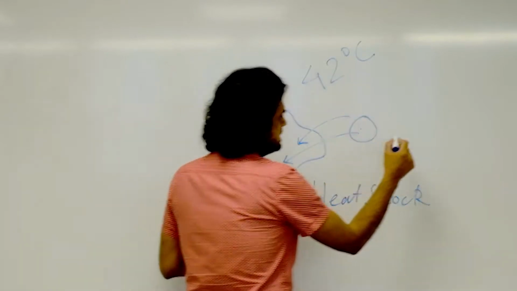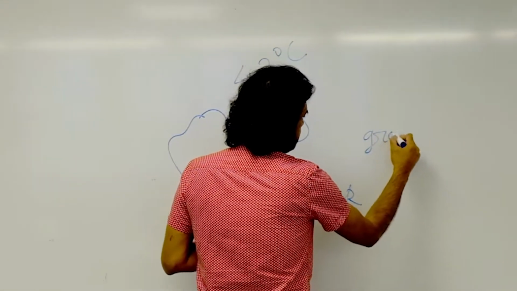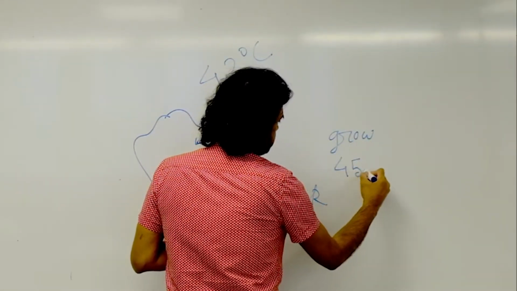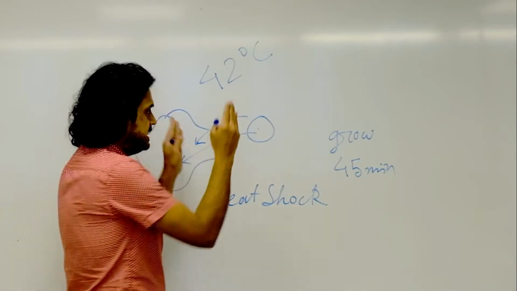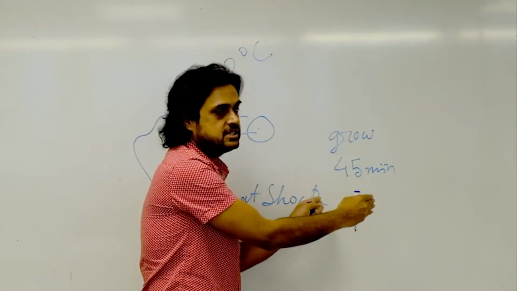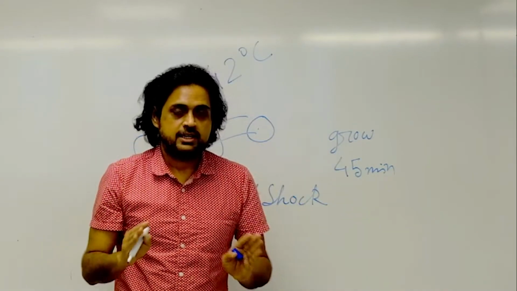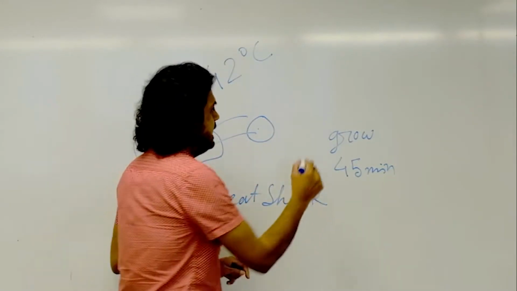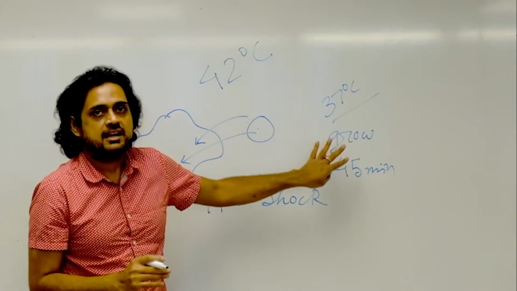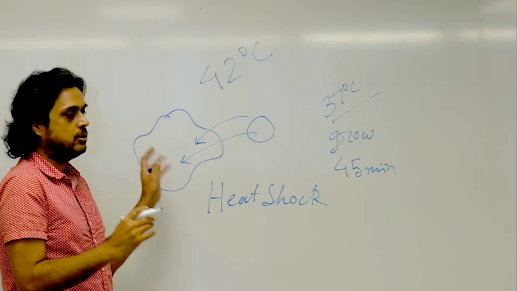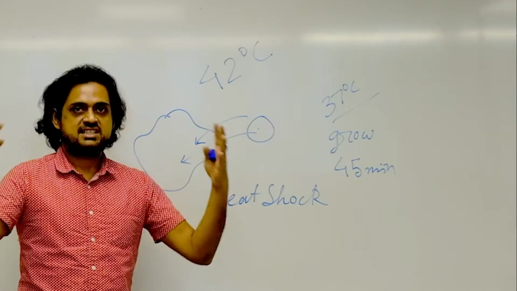Once they enter the cells, then you grow for about 45 minutes without any antibiotics. This is very important, that as soon as you do the heat shock, for the next 45 minutes, you should grow it without any antibiotics at 37 degrees centigrade. This gives time for the bacteria, the E. coli, to replicate without any selection pressure.